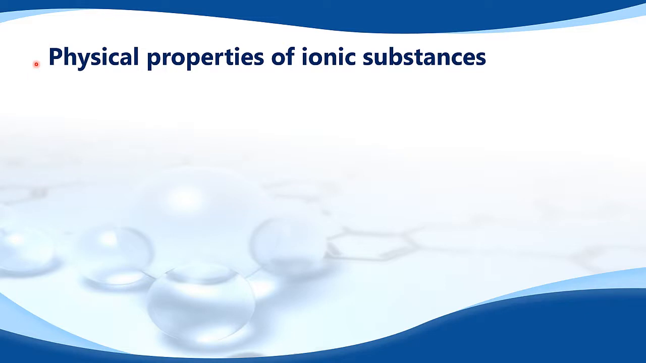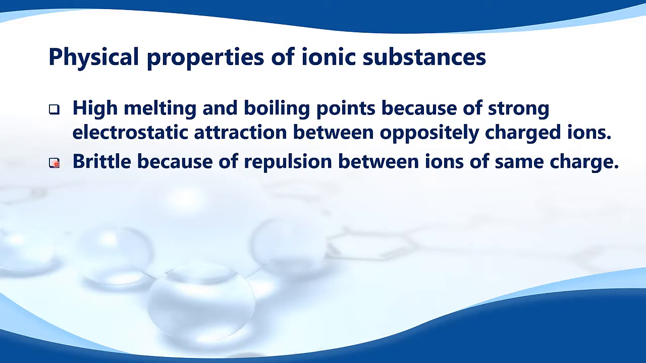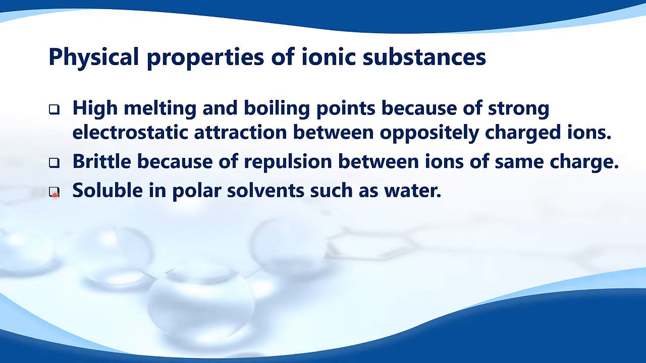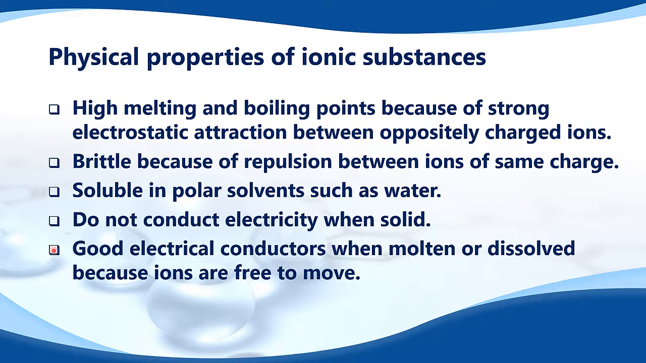The physical properties of ionic substances. They have high melting and boiling points because of strong electrostatic attraction between oppositely charged ions. They are brittle because of the repulsion between ions of the same charge. They are soluble in polar solvents such as water. They do not conduct electricity when solid. However, they are good electrical conductors when molten or dissolved because ions are free to move.